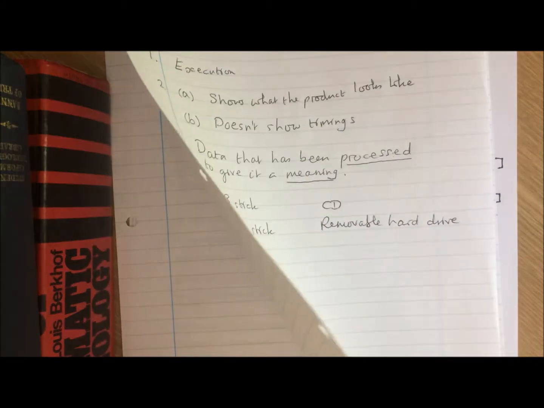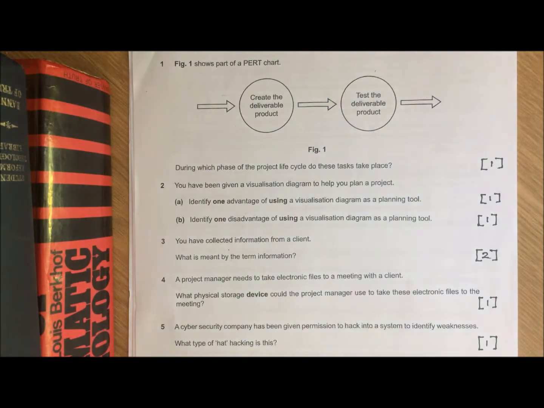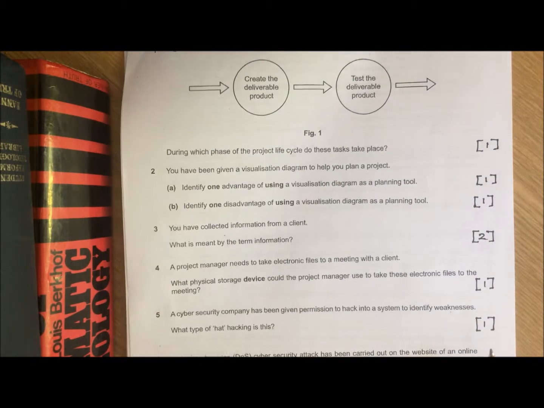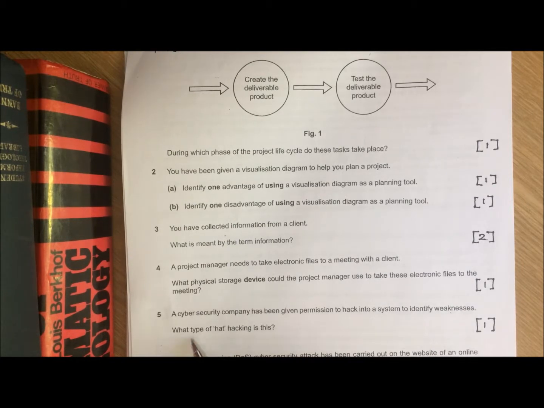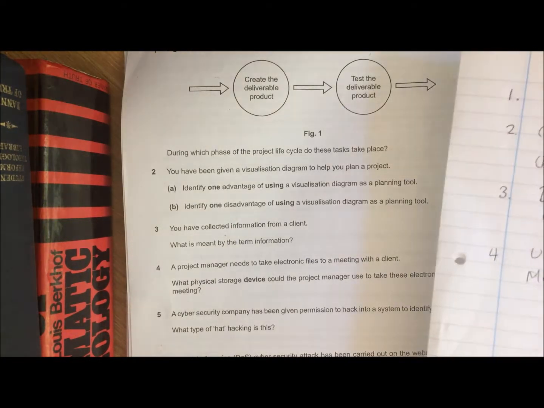Number 5. A cybersecurity company has been given permission to hack into a system to identify weaknesses. So one way in which companies sometimes test their security is to get someone else to actually check the security themselves. Let's press that. And by doing that, you get someone to actually try to hack in. What type of hacking is this?